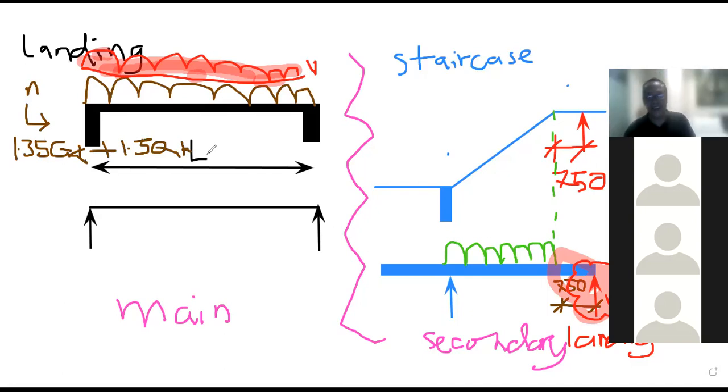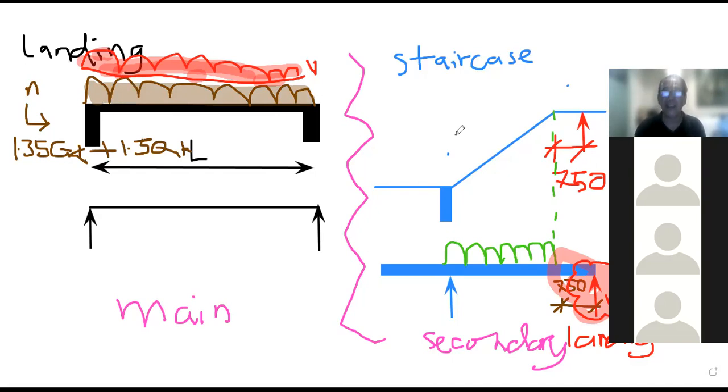Alright, so we have two different loading kat sini. Satu is the loading coming in from the natural loading of the landing, which is 1.35 GK plus 1.5 QK on the landing itself. Dan satu lagi is the loading coming in from the reaction, because the landing is supporting the staircase. Nah, ini dia punya direction of the solution tu lah. We have two different things to consider. One is the staircase punya design, satu lagi the landing design.